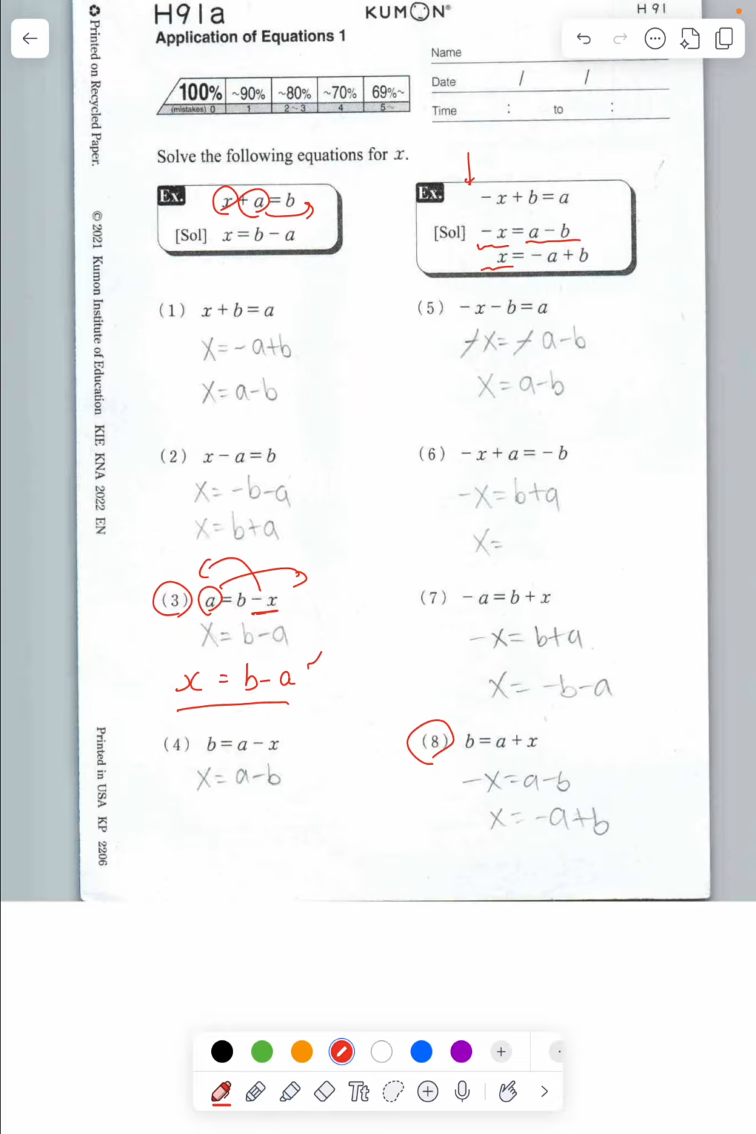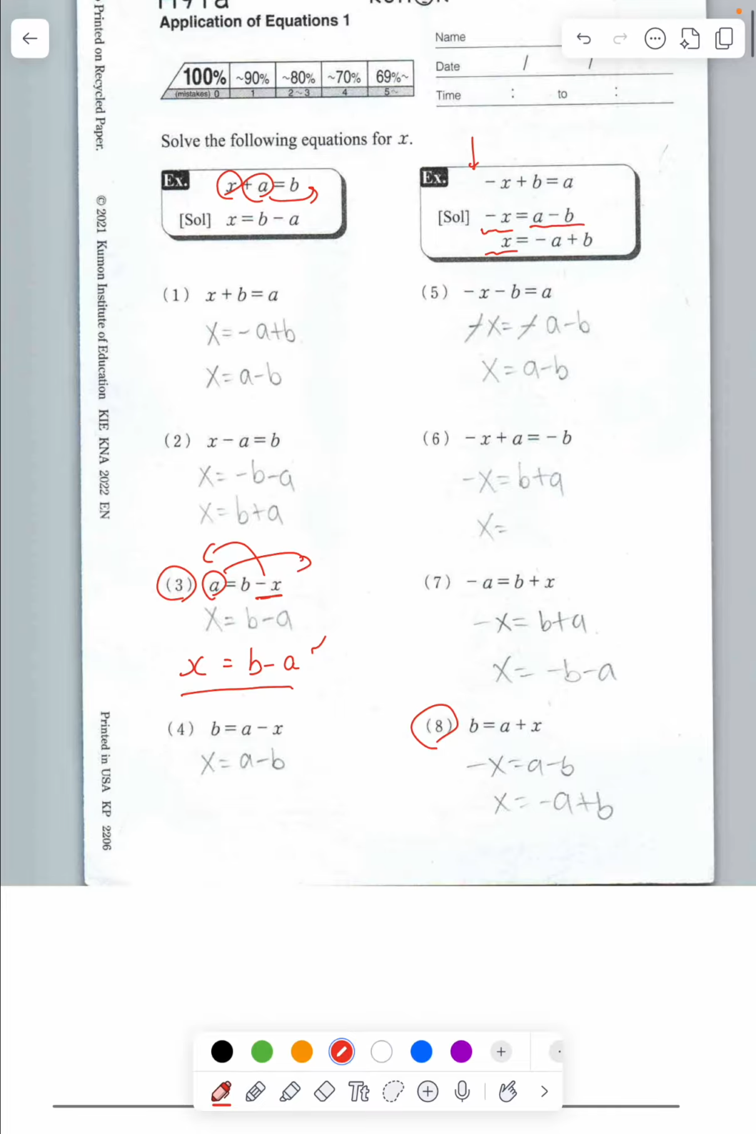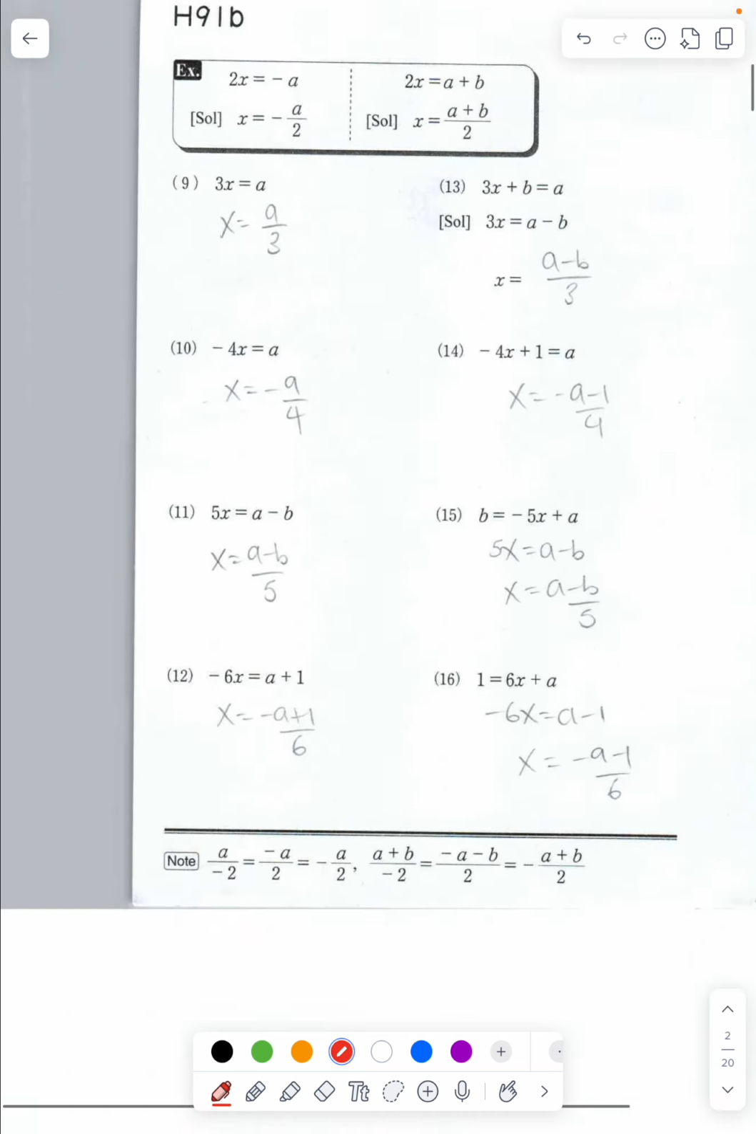So question number 8, very easy. We can move the x to the left side and move the b to the right side, or we just move the a to the left side, right? What you did over there, perfect. So you did b minus a equal to x, which is x equal to b minus a. Or we can do negative x is equal to a minus b, multiply each side by negative, x equal to negative a plus b. Okay, any question for this page? We're good? No problem. Let's move on to the next one.